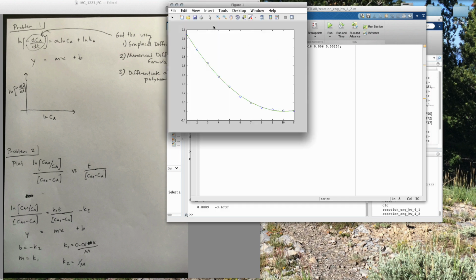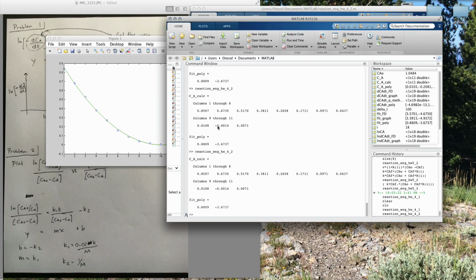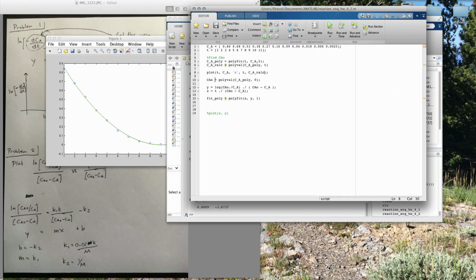Alright, so these blue circles are the actual data points, and this line is what I calculated from this polyfit. I think it looks pretty good, and it didn't tell me that it was poorly conditioned or anything like that. So then I can calculate what Ca naught is at 0. That's what this polyval does: Ca poly is your polynomial, and whatever you put here is what it calculates out.